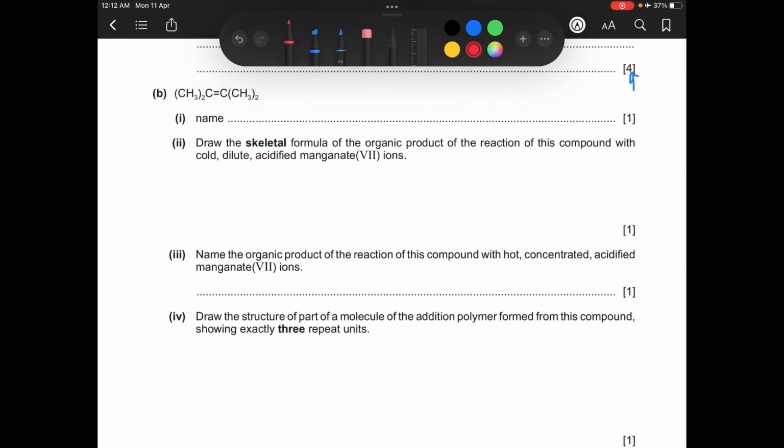Okay, let's go to branch B, I. You have a compound and the question needs you to name it. So how can I name a compound? First of all, the best way is writing this in a clearer structural formula. You have double bond carbons, CC, and you notice that this carbon is bonded to 2 methyl groups, CH3 and CH3, and the same thing here, CH3 and CH3.